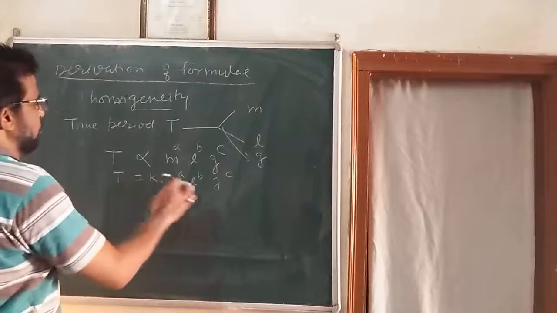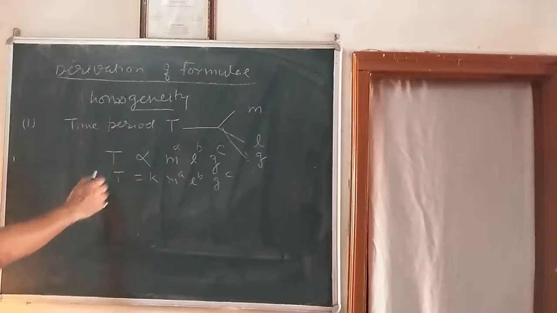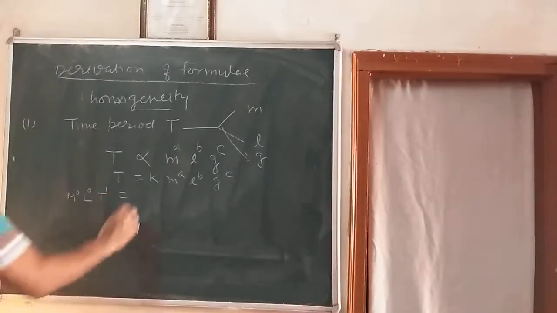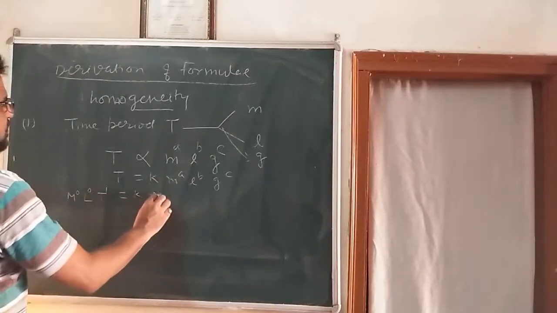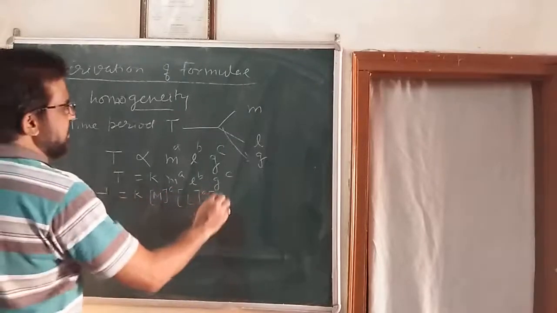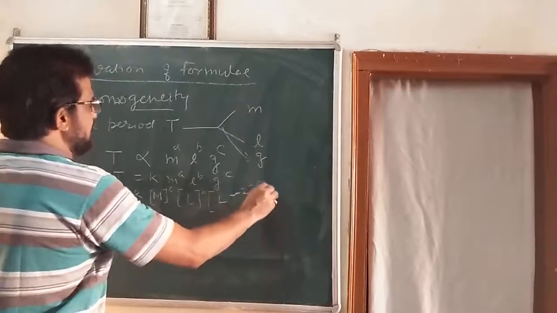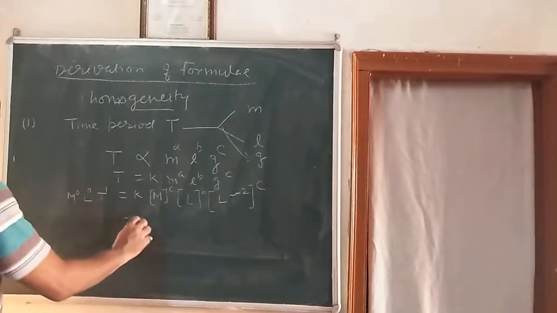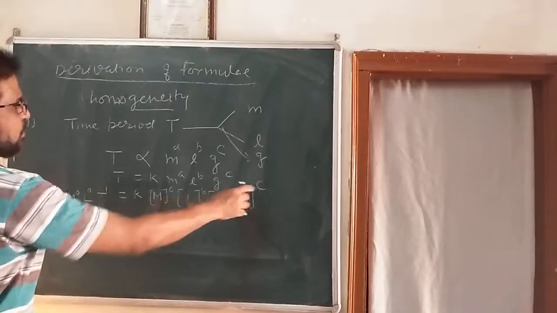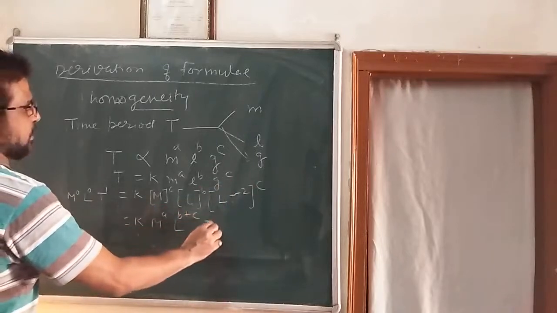Then write down the dimensional formula on both sides. Here is the time period. The dimensional formula for the time period is M0 L0 T1. Here is K. The dimensional formula for the mass is M to the power A. Here is L to the power B. Here is acceleration. The dimensional formula for the acceleration is LT minus 2 to the power C. Now, this I can write like this: M to the power A, L to the power B here and L to the power C here. Base is common, so powers may be added, B plus C, and T to the power minus 2C.